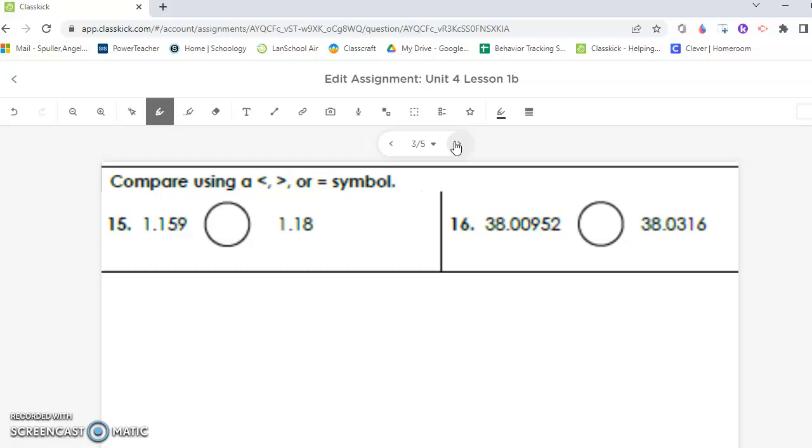Now, I want you to do these two. Pause the video and then come back and see if you got them correct. For 15, we're lining them up like this. And we can see that the 8 is greater than the 5. So this is less than. Because remember, we always start on the left. All right.